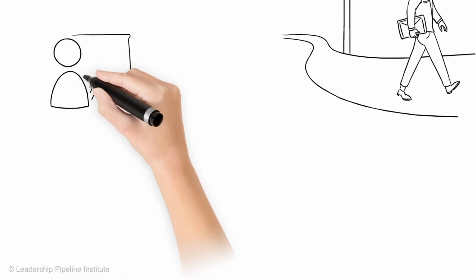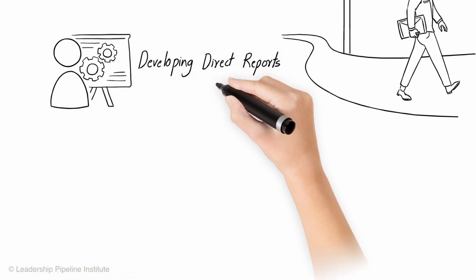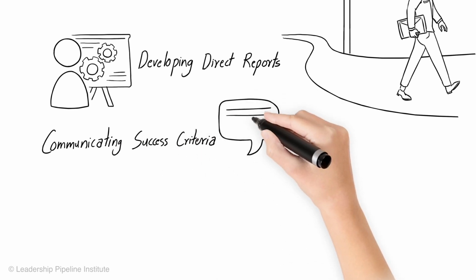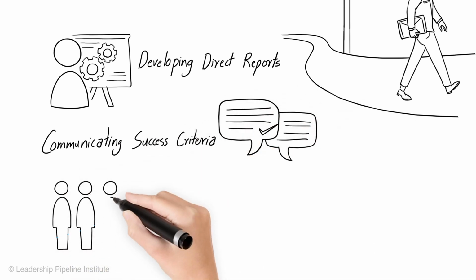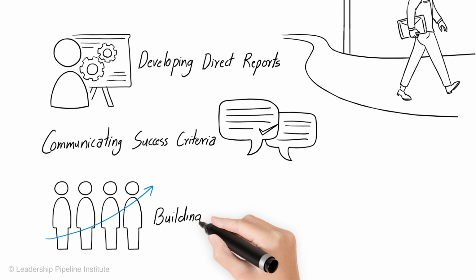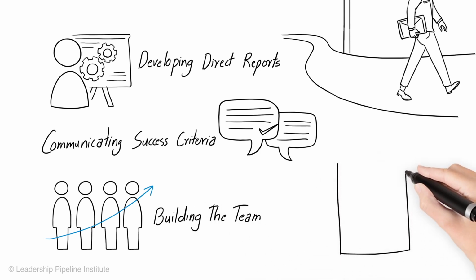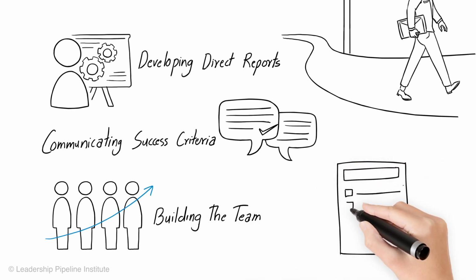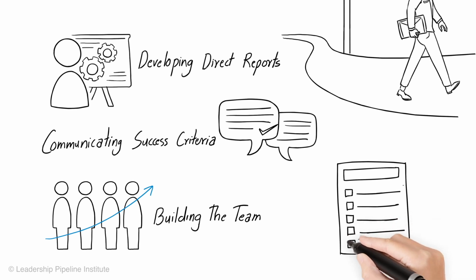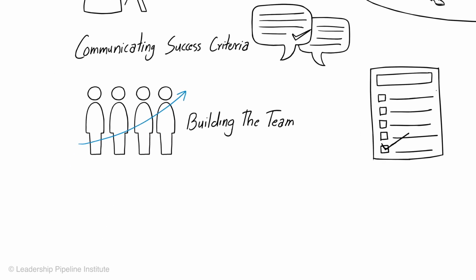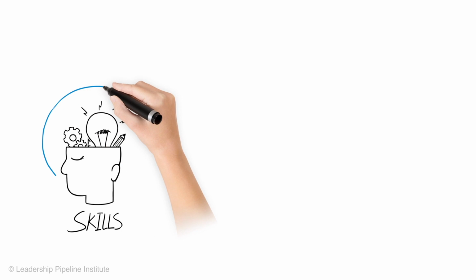Many leaders of others have a hard time finding time for leadership work, such as developing direct reports, communicating success criteria for the job, building the team, and so on. It is always the last thing they do after all their individual contributor work is done. It is as if leadership work is something that comes as a layer on top of their job rather than being their job.